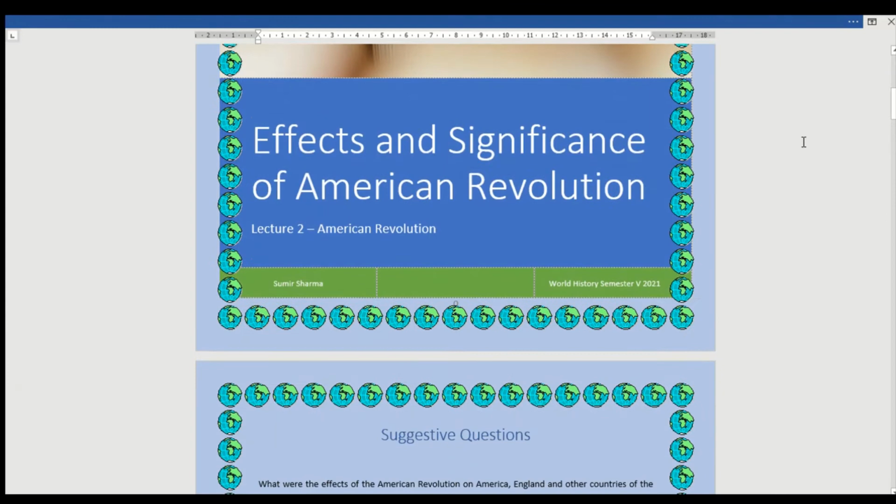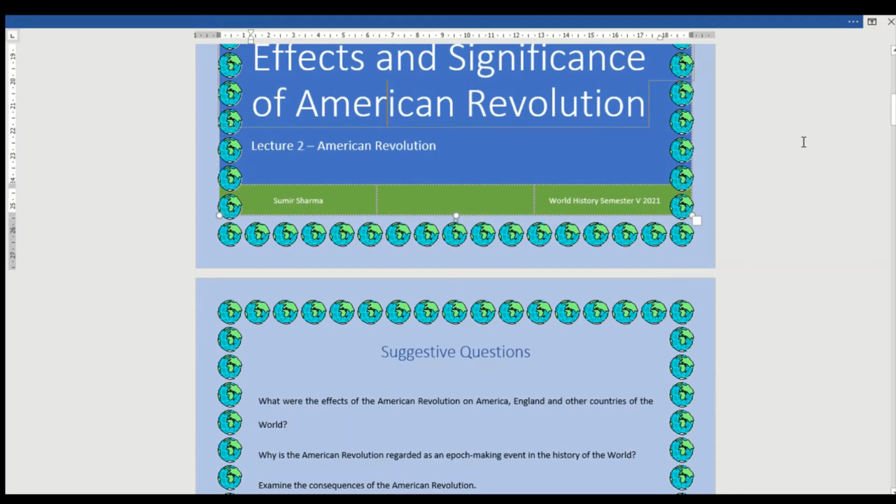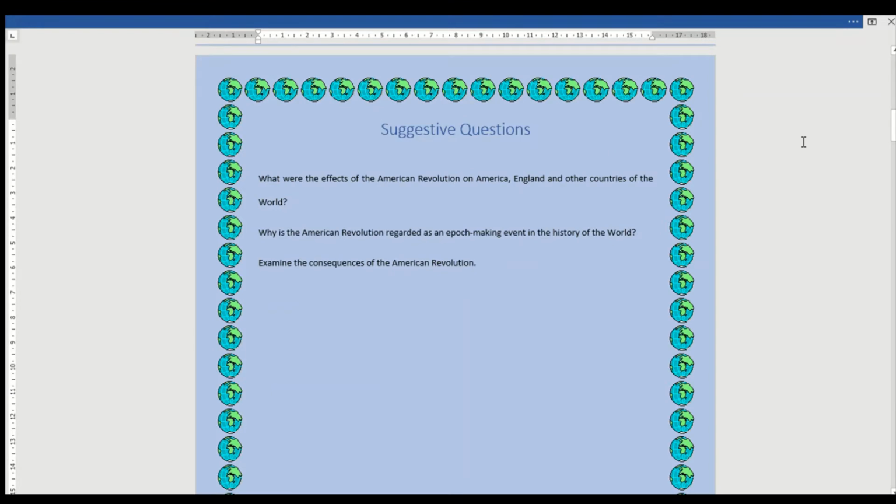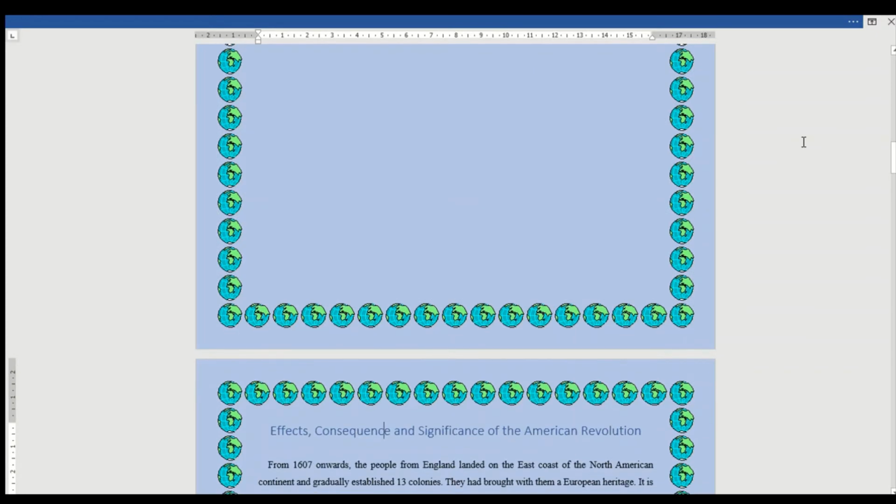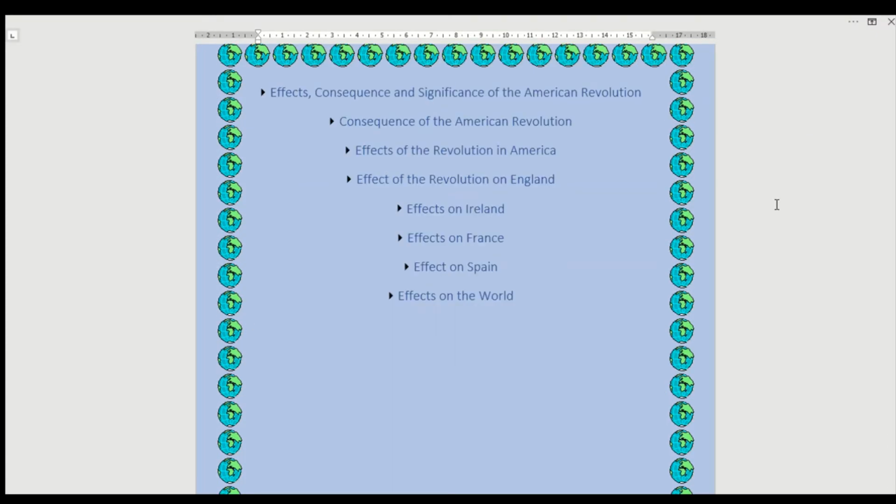These are the three suggestive questions which I have already discussed with you. Now let me share with you the whole answer which I have prepared. I have developed this answer under the following headings: the effects, consequence, and significance of the American Revolution, consequence of the American Revolution, its effects on America, effects on England, effects on Ireland, effects on France, effects on Spain, effects on the world.